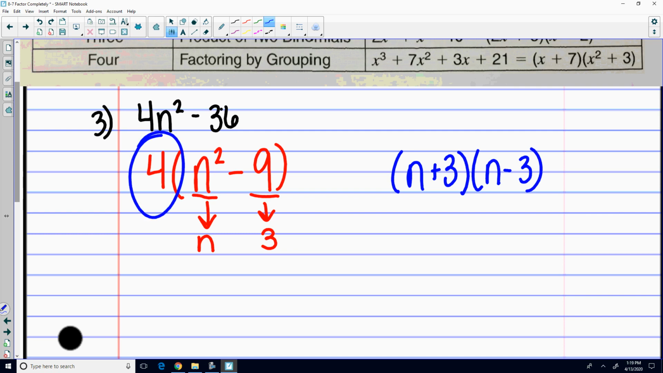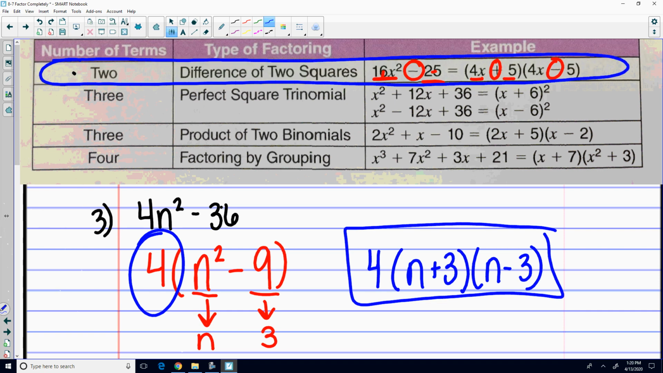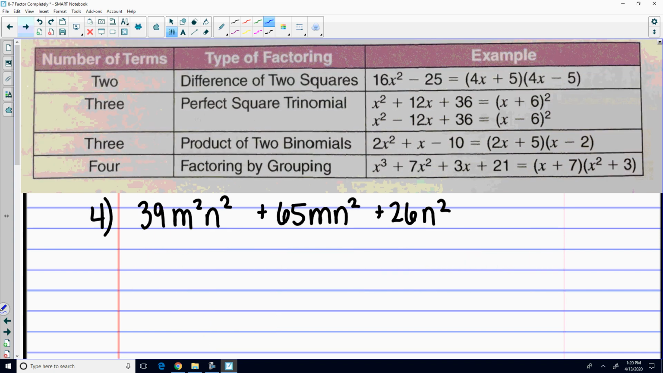And not forgetting that I have to throw a 4 on the outside of it because I pulled it out to begin with. That is now factored completely. And actually, I wasn't consistent. I should circle this here in case you want to write it down. That is the one we used. All right, one more. One more. All right, so we are going to see if there is anything we have to pull out.